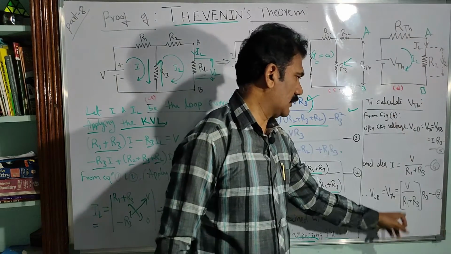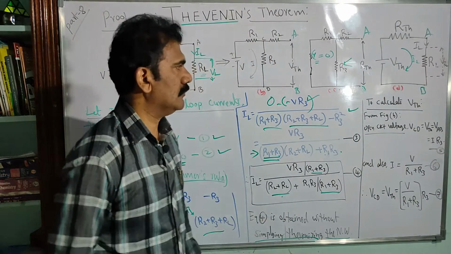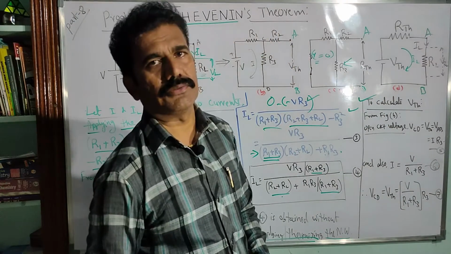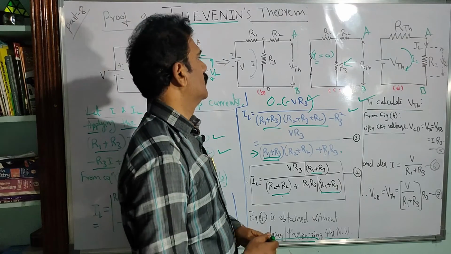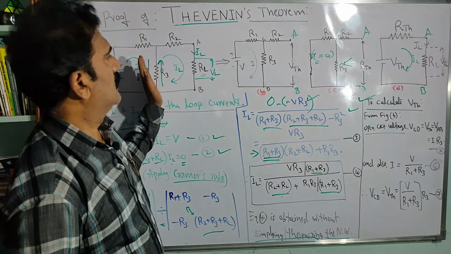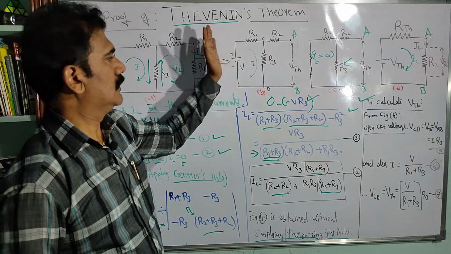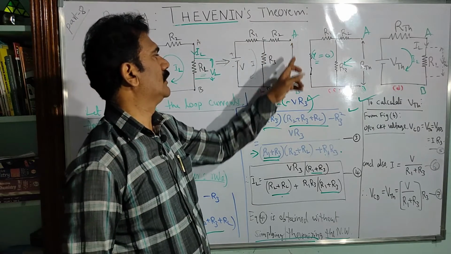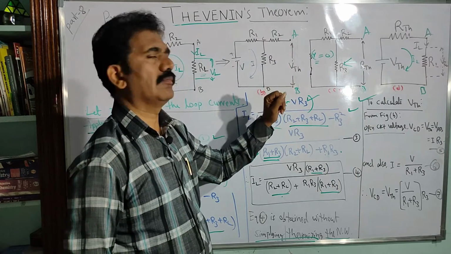Here I mentioned how to find VTH. Now write down the side heading: to calculate VTH. What is VTH? Thevenin's voltage. Now come to the second figure, where we are already following the steps to simplify the given network. In step B, we removed the load resistor and we have open terminals A and B. Across the terminals A and B, VTH can be measured.